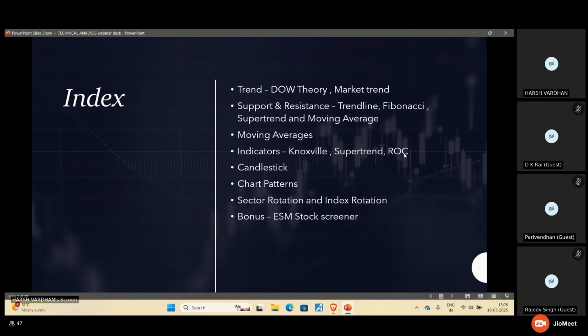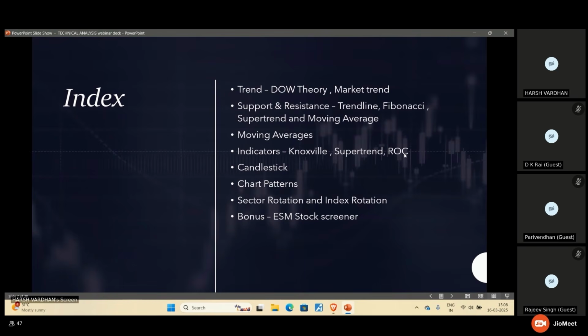A few of my favorites I will share here, like the Knoxville indicator, the super trend indicator, and the ROC, rate of change, indicator. RSI is also widely used, but the problem with RSI is that many times it gives false indications. The accuracy of RSI for me has never been above 60%, but Knoxville, super trend and ROC work more accurately than RSI, so I avoid using RSI. But I can also touch upon RSI. If someone likes to use RSI, they can go ahead with it.